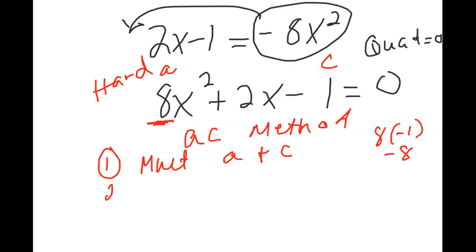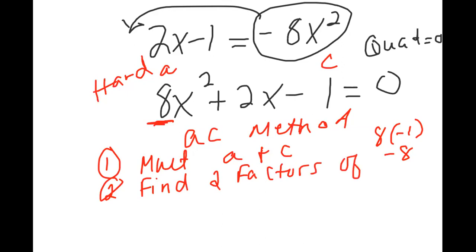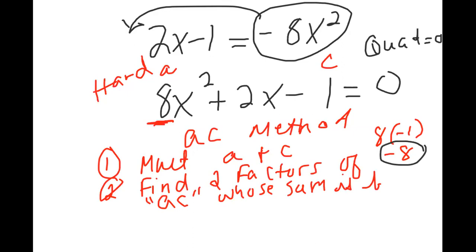Now, number 2, you gotta find two factors, as in two numbers, okay? Two factors of AC whose sum is B. Whoops, hold up a second, guys, I wrote the wrong thing. Whose sum is B. Two numbers, listen to this, guys. Two numbers that multiply to give you negative 8. And when you add them together, it gives you positive 2. They multiply to give you negative 8, add to give you a positive 2. So what are those two numbers?